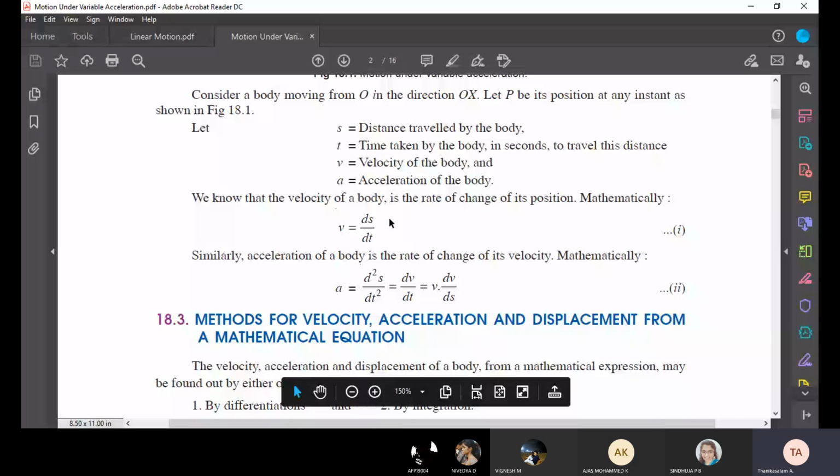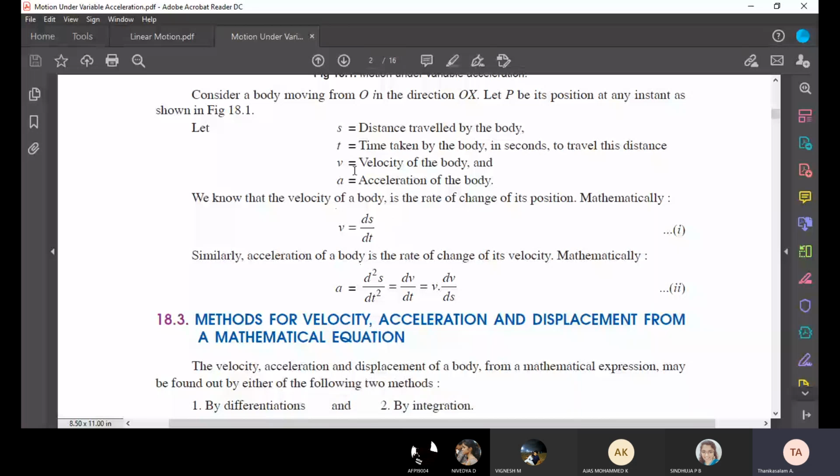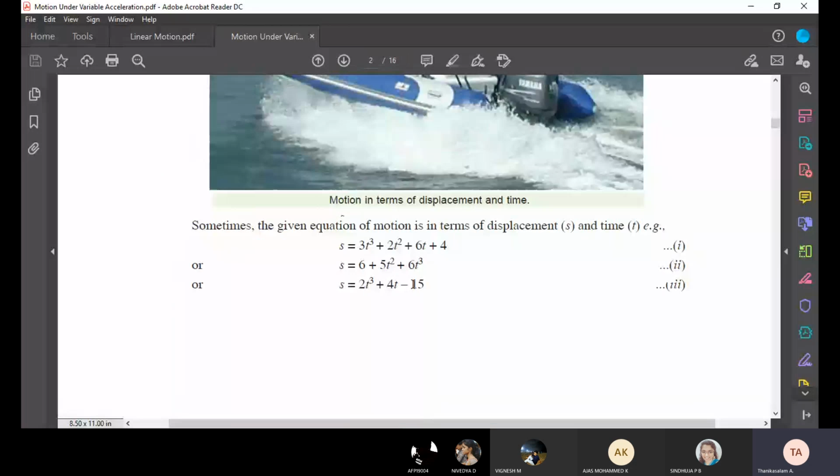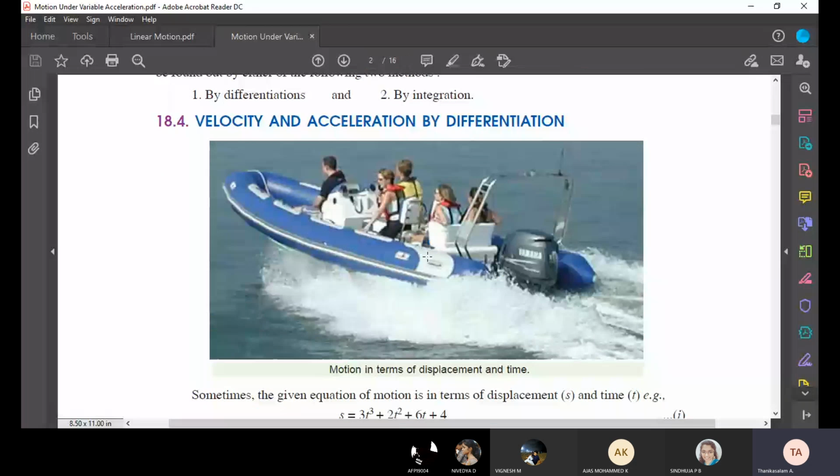So you now know s is distance, t is time, v is velocity, a is acceleration. Velocity is obtained by differentiating distance with respect to time. What is acceleration? Differentiate velocity with respect to time. Understand? Now a simple problem. Just imagine some boat is moving.